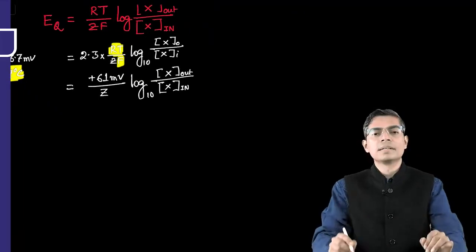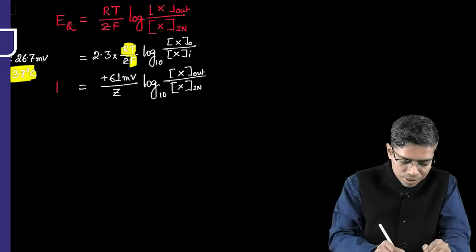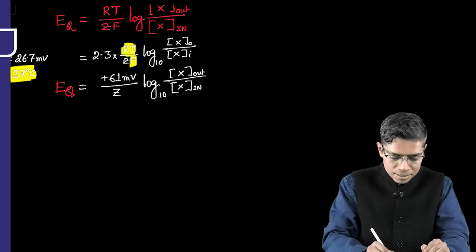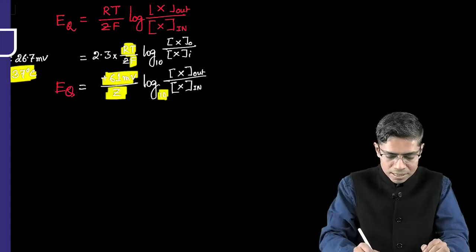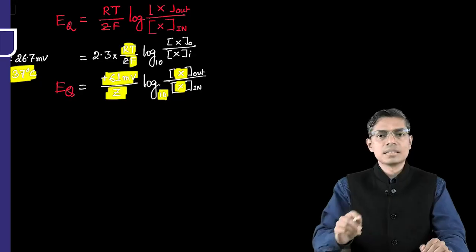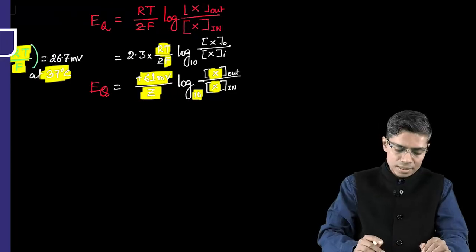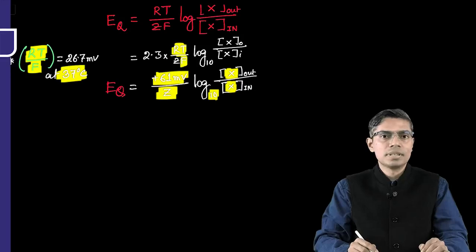So this is the simplified version of the Nernst equation. Now the equilibrium potential E is equal to plus 61 millivolt upon Z, times log base 10 of the concentration of the ion X outside and the concentration of the ion X inside the cell. This is the Nernst equation, right? So what is this Z? This Z is basically the valency or the charge of the ion that I have to write.